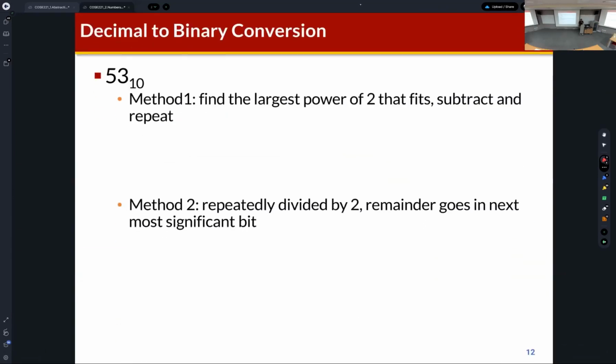Then how can we apply method 1 and method 2? Okay, so this is the example. It's a decimal number, 53. How can you convert this number into a binary number? So easy, right? If we use method 1, then the largest power of 2 is 32. Then 53 minus 32, what is it? It's 21. And then we can repeat. The LSB is the 1, and this means 2 to the 5 because it's the 32.